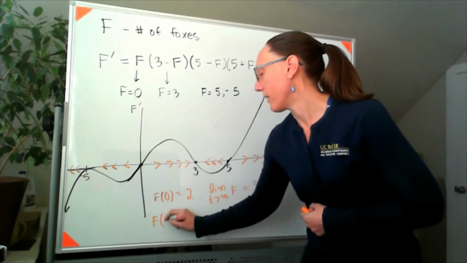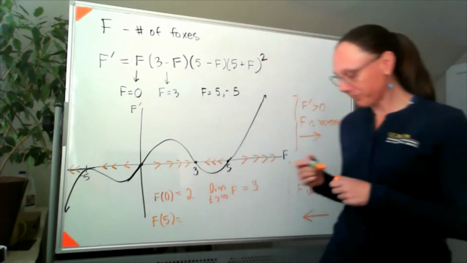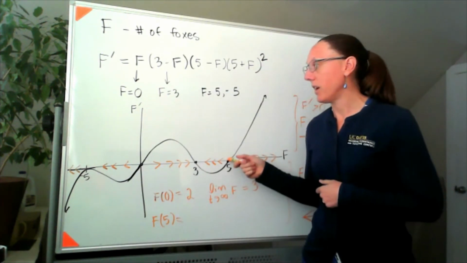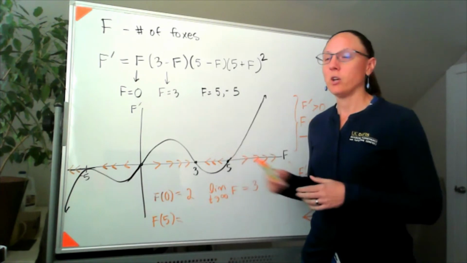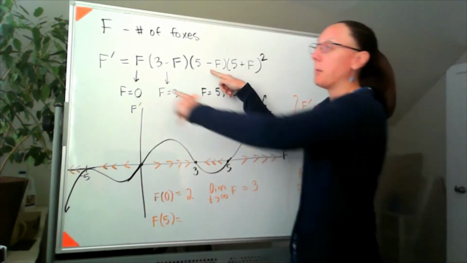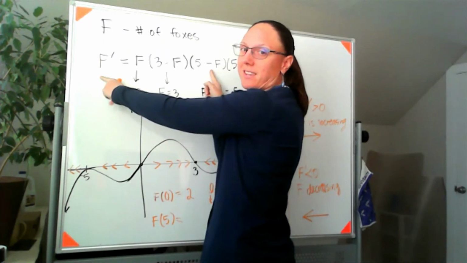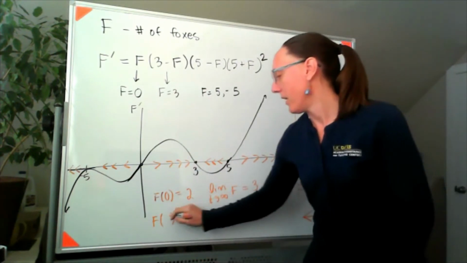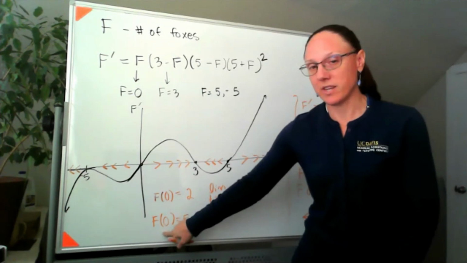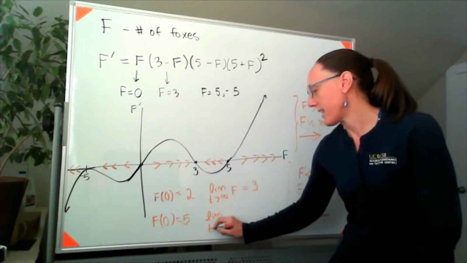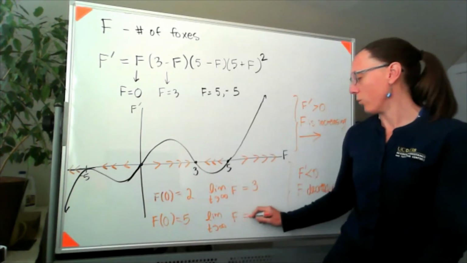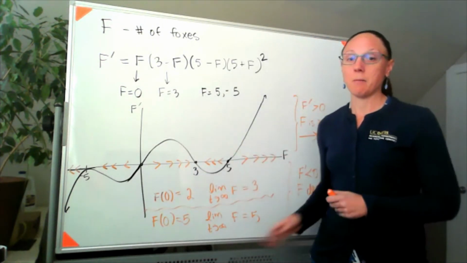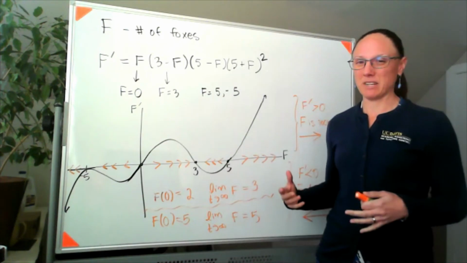If I started with 5 foxes, then looking at the graph, 5 is right here. 5 is already in equilibrium, which means if I start with 5 foxes, my f prime, or the change in the number of foxes, is 0. So we're going to stay at 5 forever. If I were to start with 5 foxes when t equals 0, then that limit as t approaches infinity of f would be equal to 5. So depending on the starting number of foxes, that limit as t approaches infinity is going to be different.